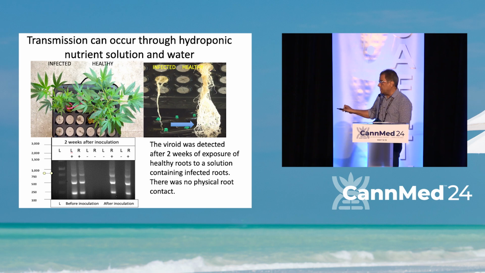So what we did here was we took an infected plant and a healthy plant, and grew them in these cloners. They were physically separated from one another, except for the hydroponic solution that was floating around these plants. And within 2 weeks, the plant on the right started to pick up the viroid, suggesting that movement through the nutrient solution was possible.